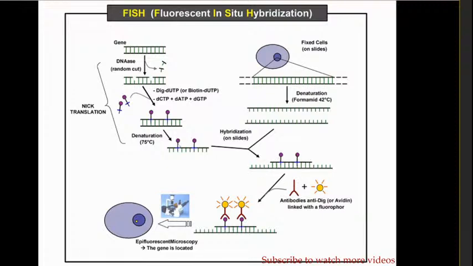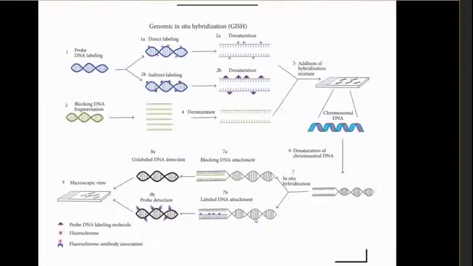These two strands form the double strand, where the three prime strand of the modified gene and the five prime strand of the normal cell are incorporated, producing the fluorescence, the signal for attraction of the avidin. This antibody and antigen interaction produces the fluorescence under the microscope. Here this is the genome hybridization.